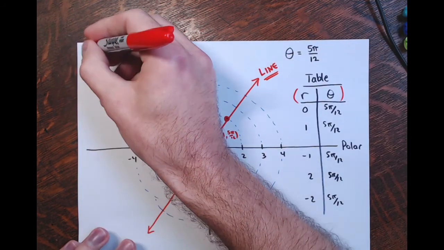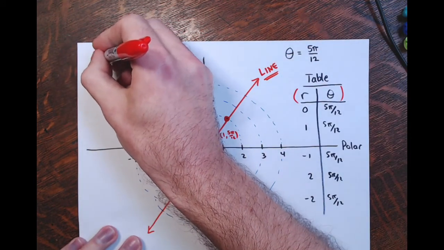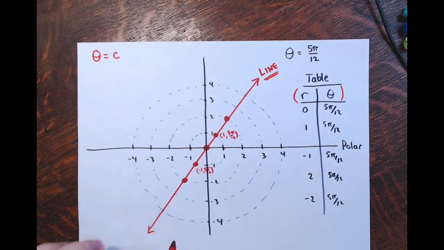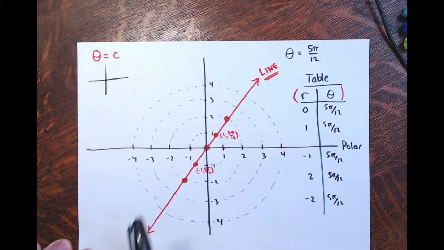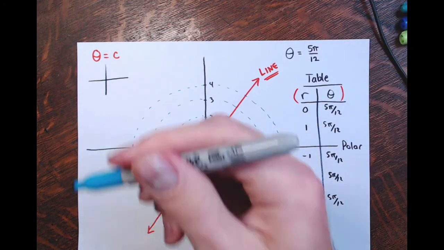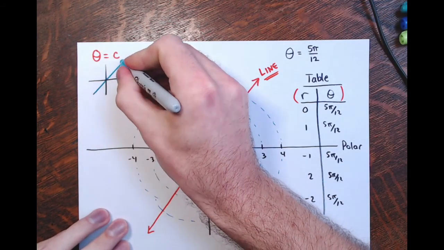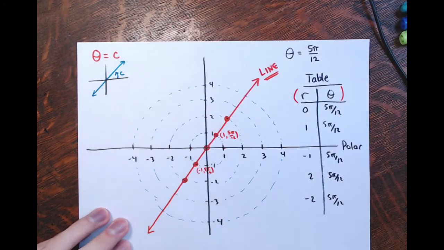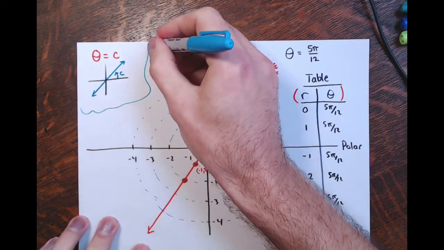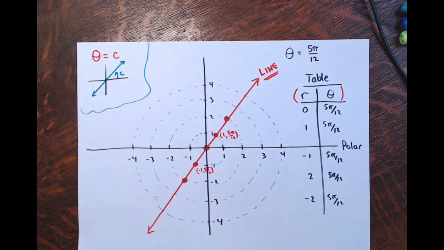And that's the case for any theta equals some constant. If you have a graph of theta equals some constant, the graph will be just a line going through the origin, where the angle off the horizontal is whatever c is. This angle is 5π/12. So this is the general graph of theta equals some constant. It is a line through the origin.